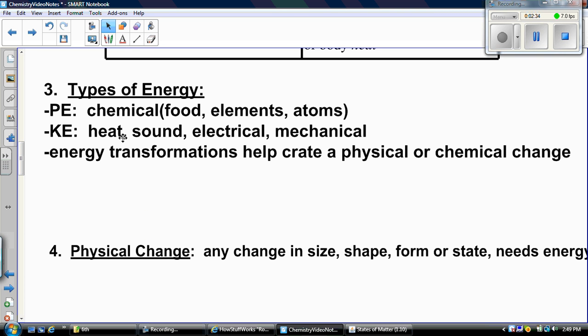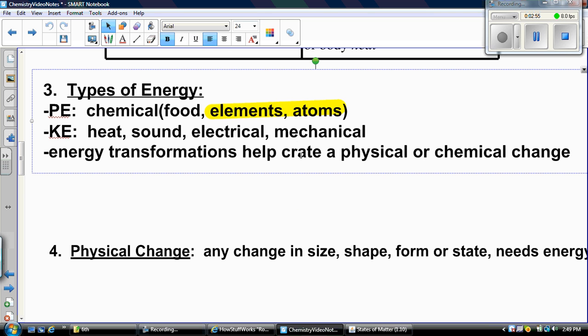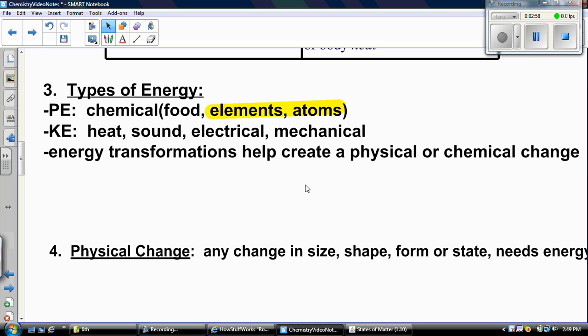Remember the types of energy. Potential energy would be chemical. It's found in food and elements and atoms, and that's the big one. That's the one that we're going to deal with a lot. Kinetic energy: heat, sound, electrical, mechanical. Energy transformations help create a physical or chemical change. So without energy, we cannot have physical or chemical changes occurring. We cannot have matter changing to other types of matter.